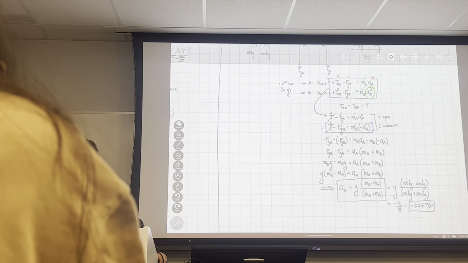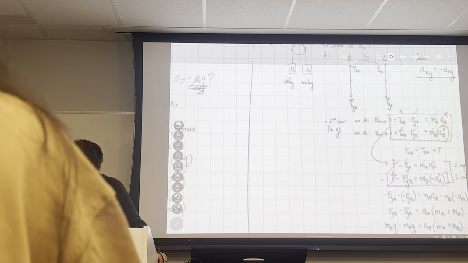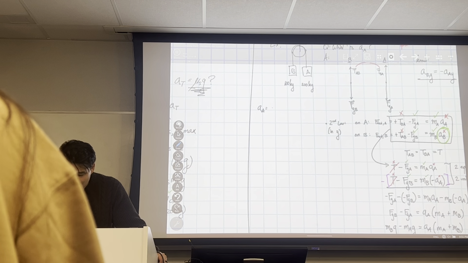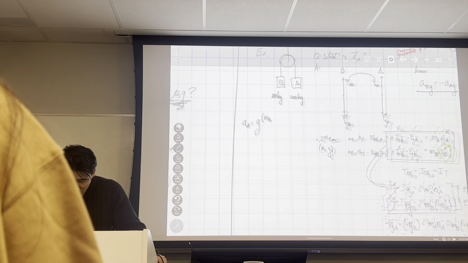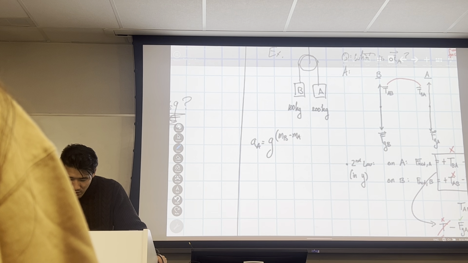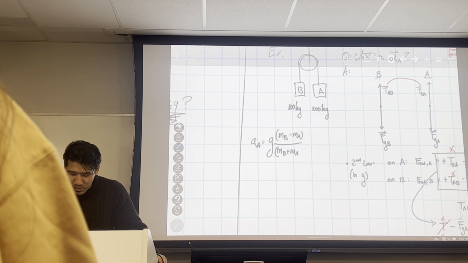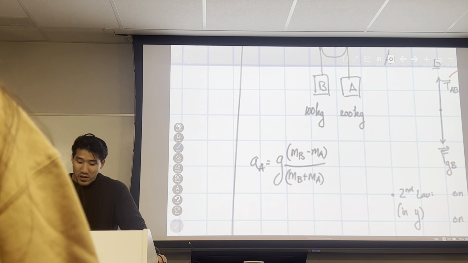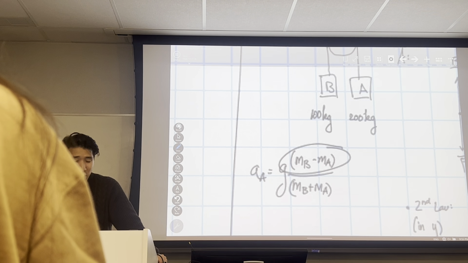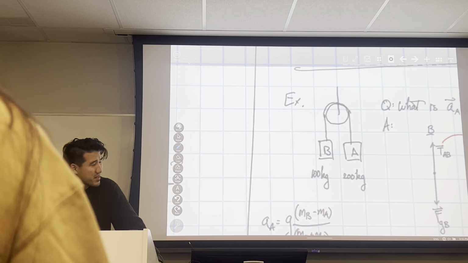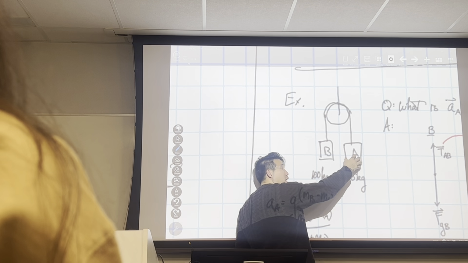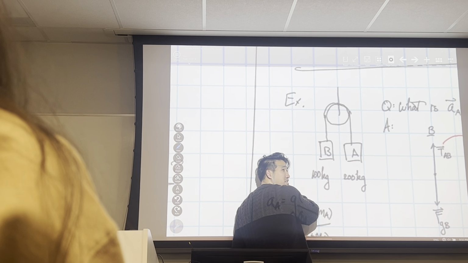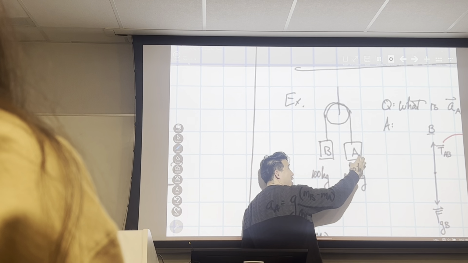Also, how to understand this expression. Our solution is actually g times (MB minus MA) over (MB plus MA). Now, how to understand this numerator is the following. A beats B by how much mass? By 100 mass. That's how much A wins by.